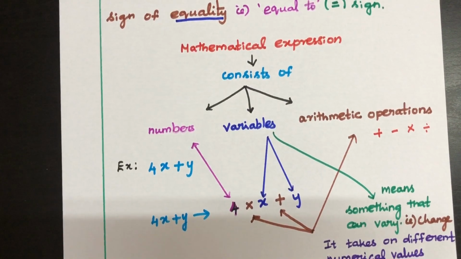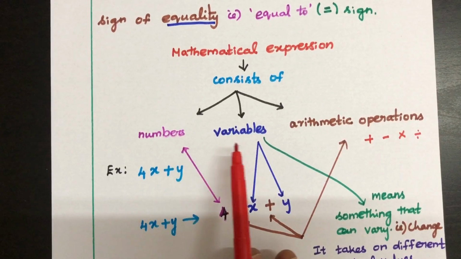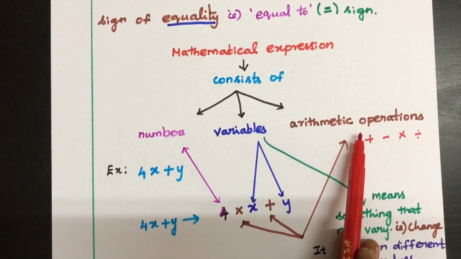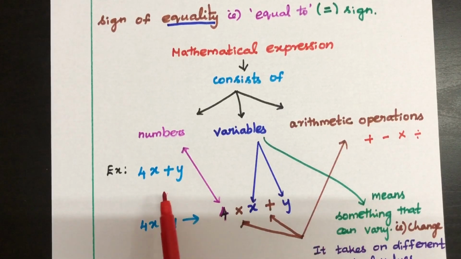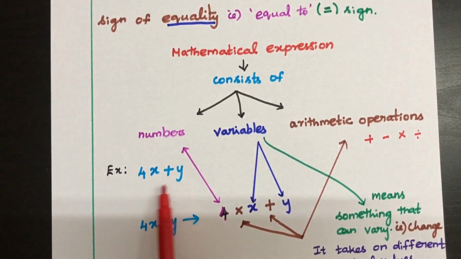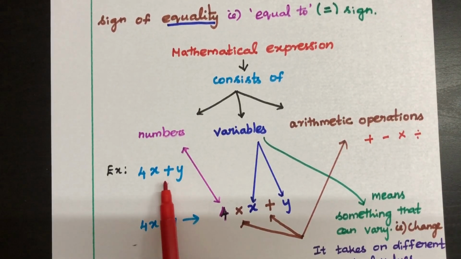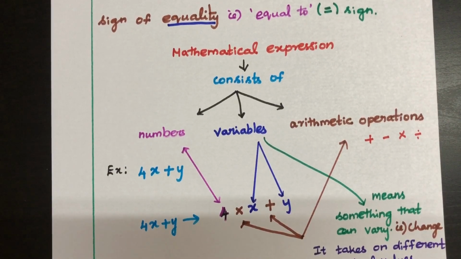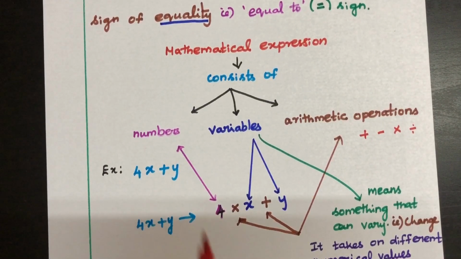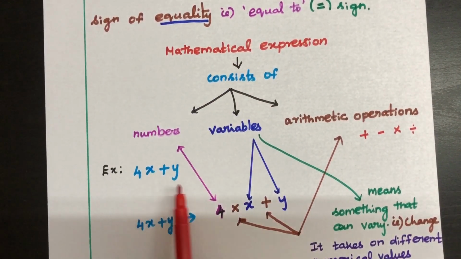Mathematical expression means have a very clear concept. It is a combination of numbers, variables and arithmetic operations. Also, keep it in mind, always, terms in a mathematical expression means a term is separated by plus or minus. Okay, here two terms are there. In 4x plus y, 4x is one term, y is another term, which is separated by the plus symbol. So, this is a mathematical expression. So, these are terms.